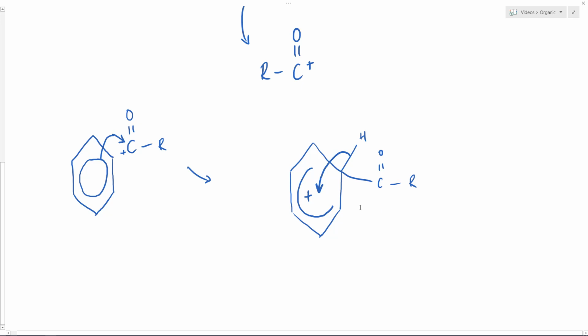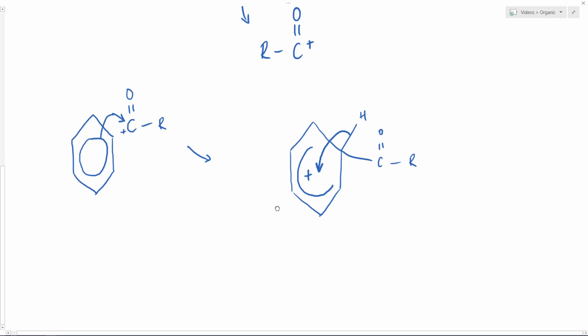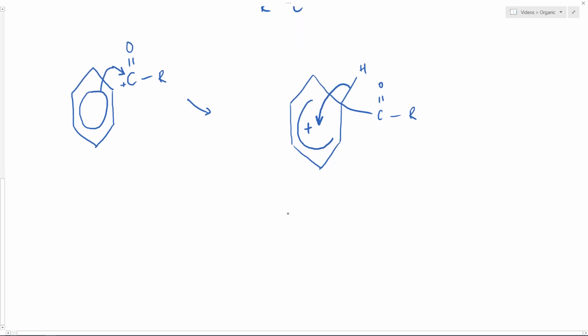This will ultimately reform the ring. Not required to draw the product unless it states that. Ring reformed, and now we have that bonded to it. So some sort of phenyl ketone type thing going on there, with the benzene bonded on. And that's really that.